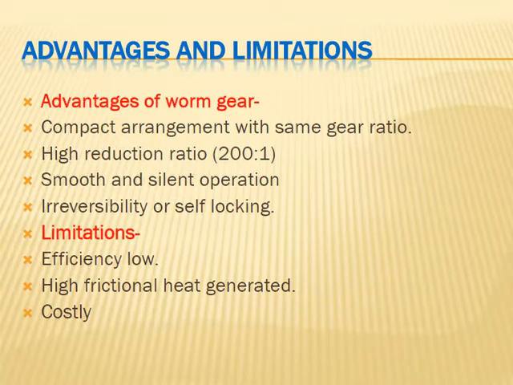So these are the advantages and limitations of the worm gear. The most important advantage is that it has a high reduction ratio, and it is used for power transmission between two non-intersecting and perpendicular axes. So a high reduction ratio is one of the important parameters while designing this gearbox.